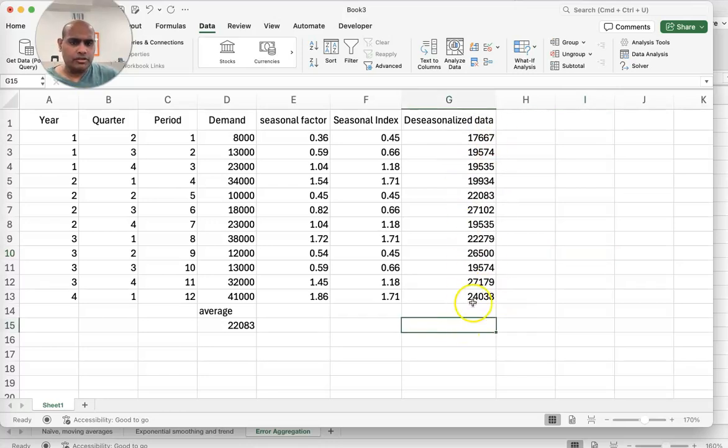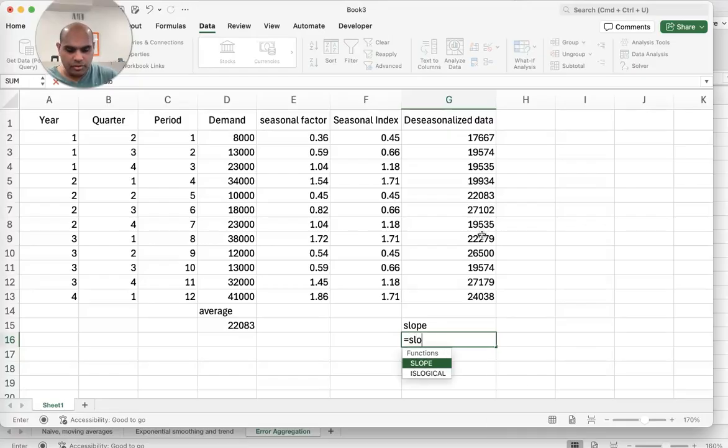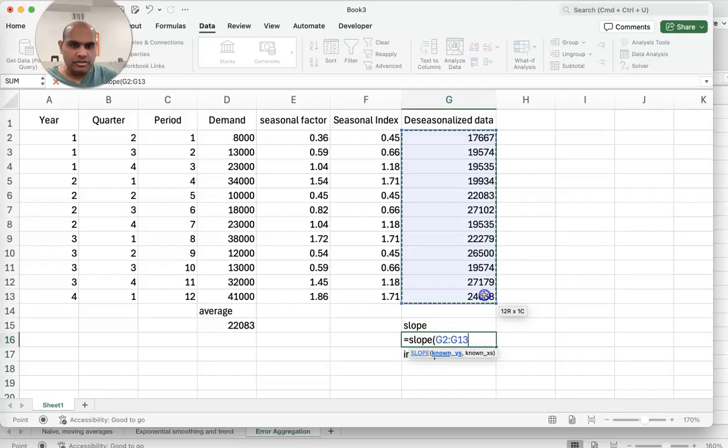So what I'm trying to figure out is what is the straight line that fits this data. To do that, I need a y-intercept and a slope, and that's exactly what we'll calculate. We'll calculate something called the slope and the intercept, right? So the formula is literally slope. And then you choose the deseasonalized data values and the time period values.